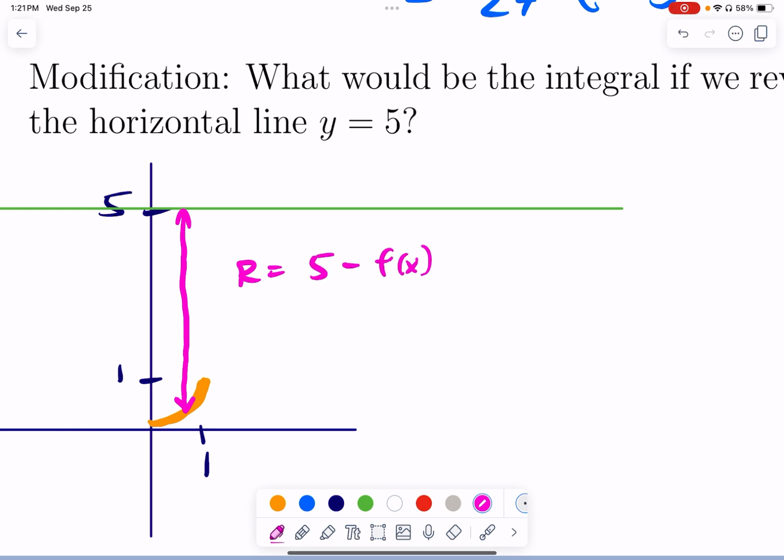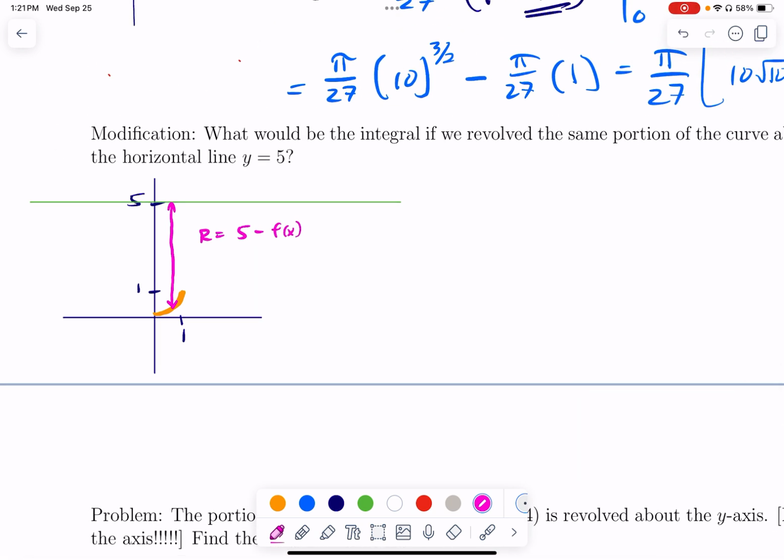Right? That f of x from the original formula was just measuring the radius, assuming we're spinning around y equals 0. Here, if we're spinning around y equals 5, we just do top minus bottom, and it's 5 minus x. So the integral we would do here would be the integral still from 0 to 1, still with the 2 pi. The thing playing the role of radius would be 5 minus f of x, and f of x is x cubed in this example.